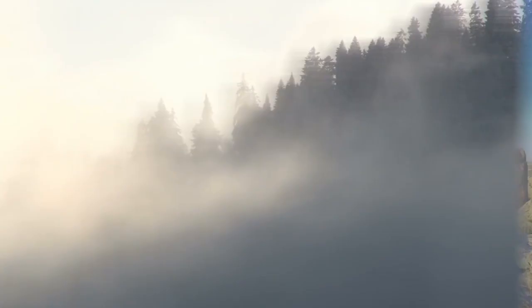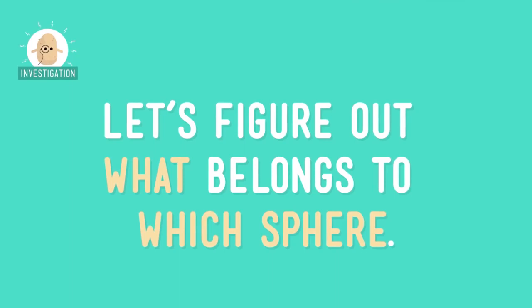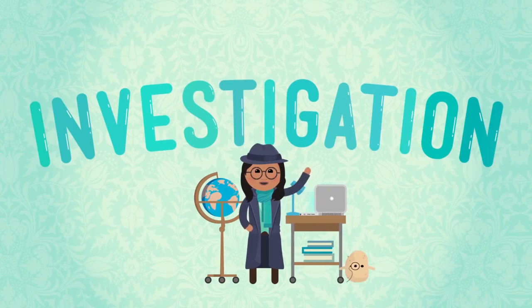Deserts and forests are types of biomes. So are rainforest, grasslands, and wetlands. All of these biomes and many more make up the biosphere. Okay, now that we know what's in these 2 spheres, let's put them together and try to figure out what belongs to which sphere.